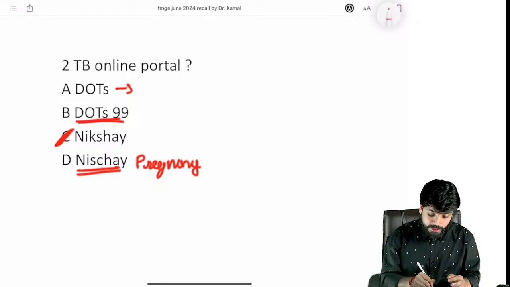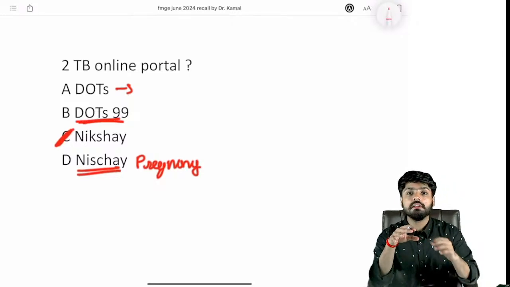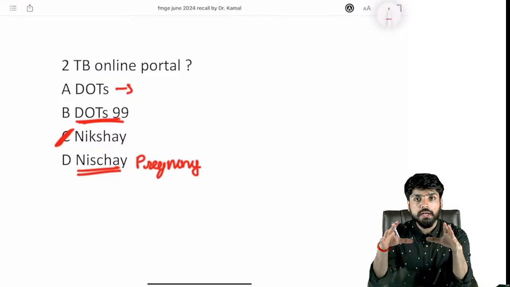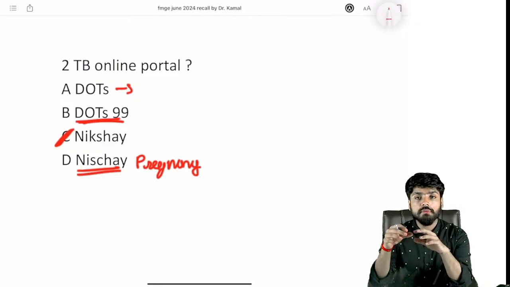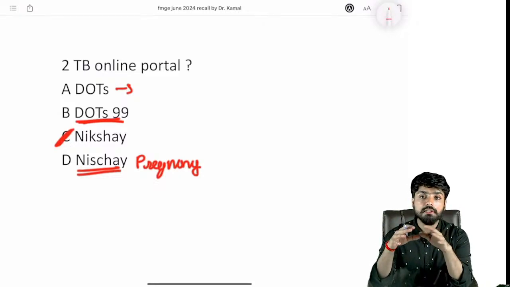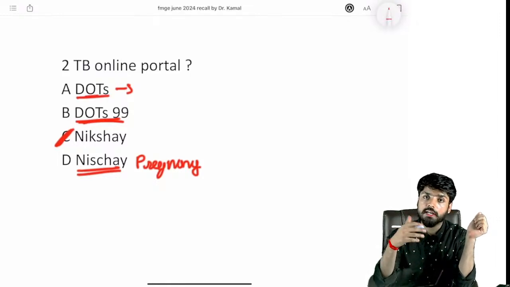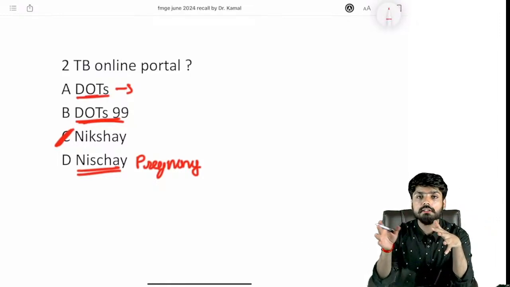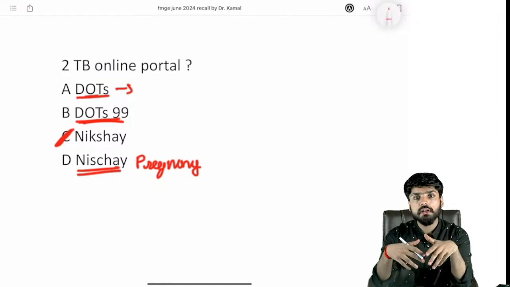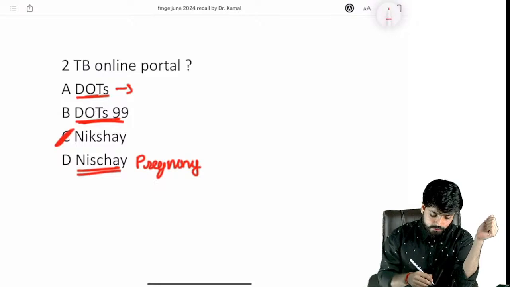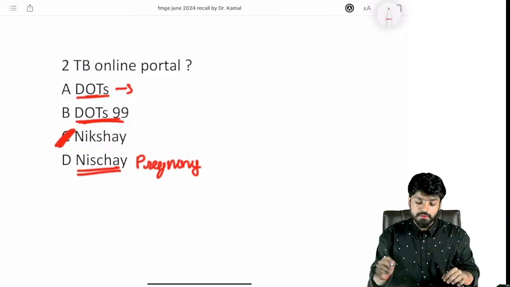What about DOTS 99? DOTS 99 is an electronically IT enabled medicine pack that will help us to determine if the patient is taking medication every time. So DOTS is also an observable therapy. DOTS 99 is a IT enabled or software enabled kit which helps us to monitor the compliance of the patient. But the answer over here is Nikshay portal.